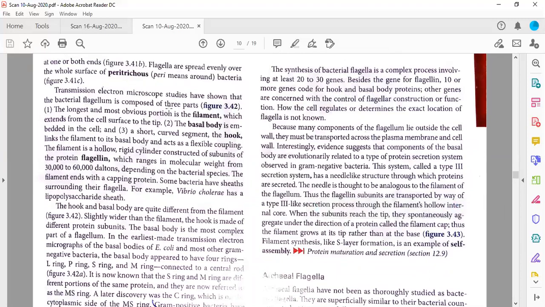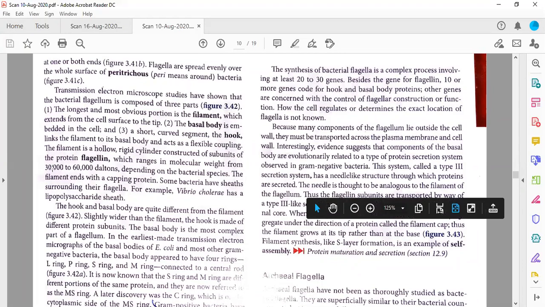Now, basic question. This flagella is made up of three parts: filament, hook, and basal body. Filament is the most obvious portion because it is a long structure which extends from the cell surface up to the tip. Basal body is embedded into the cell, and a curved segment which is present between the filament and basal body is called hook. It is made up of protein flagellin, which I have already told you has a molecular weight ranging from 30 kilodalton to 60 kilodalton, and always depends upon the species of bacteria.